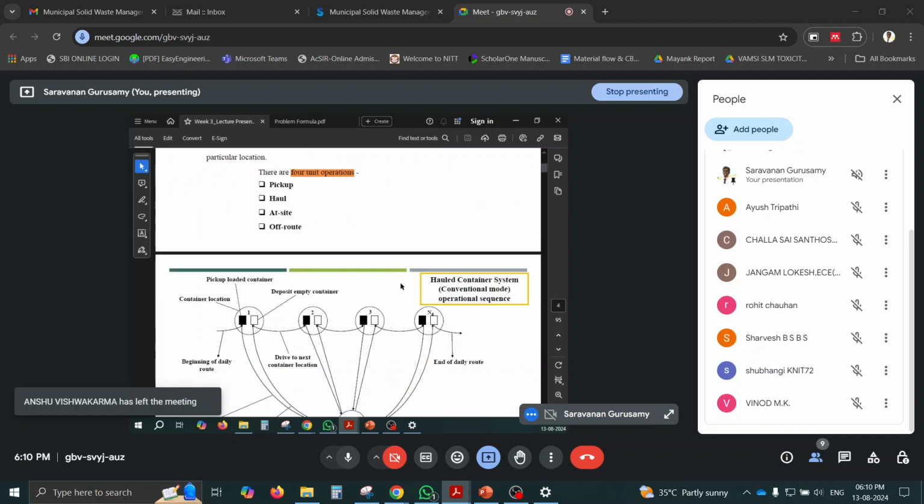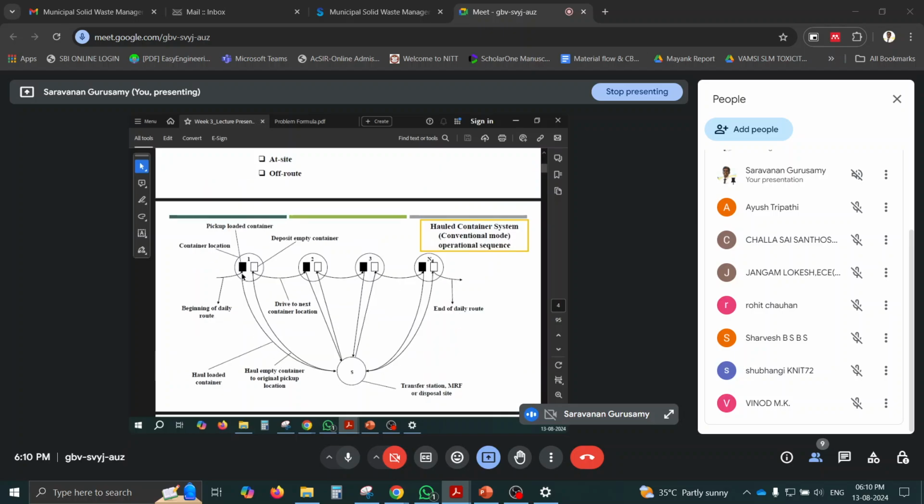So what is first, pickup? You know this is the haul container system. At the beginning of the day, the vehicle will come. It will take this container. It will go to the disposal site. It will empty the container. It will bring back the empty container, keep it in its place, and then move on to the next location. Like that, it will go up to the last location. At the end of the daily routine, it will go to its original place.